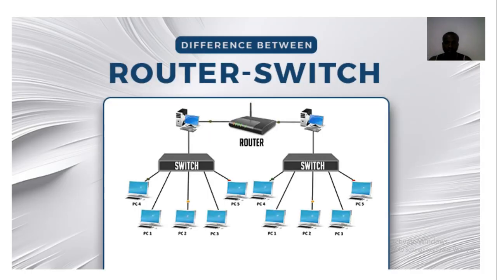So this is how the router and the switch look. Both of them offer similar services.